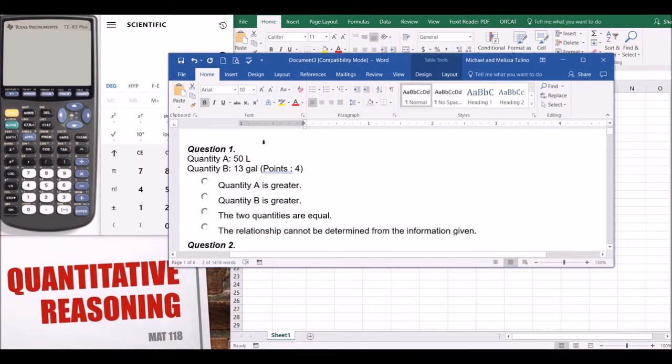First question. It says 50 liters versus 13 gallons. So this is just a simple conversion. Liters and gallons do have a relationship. You can get the conversion through the internet, textbook, so many different places. So let's take a look at the most common one. We'll just Google the conversion and see what it says.